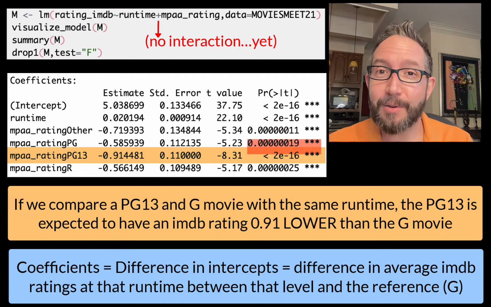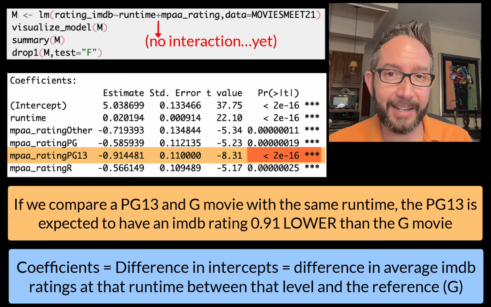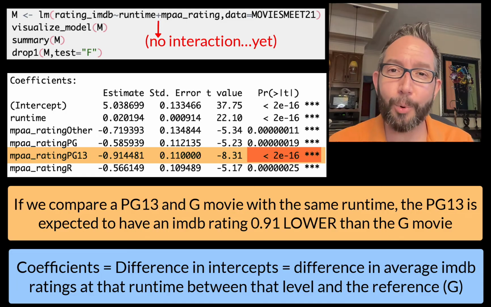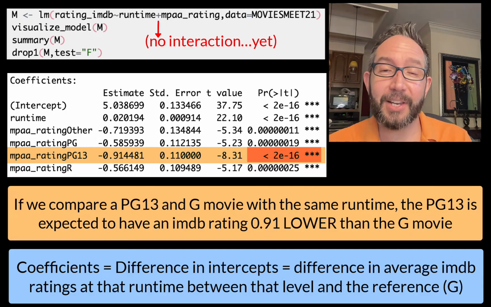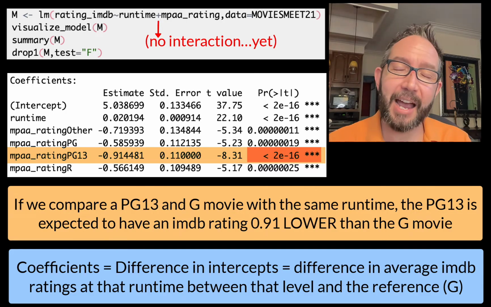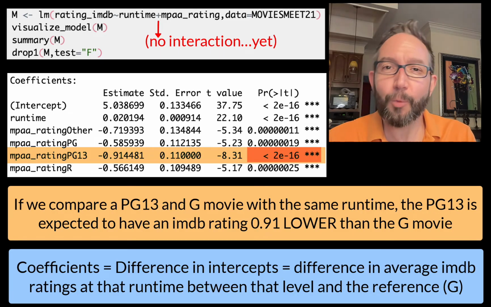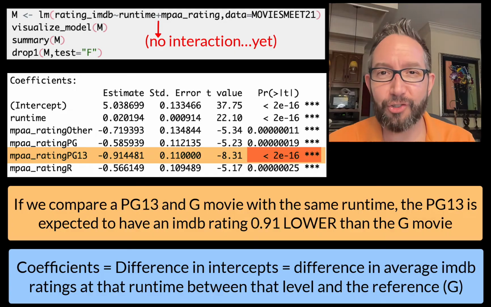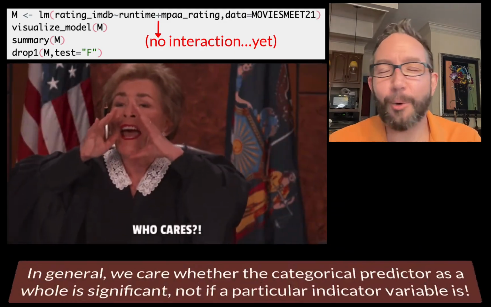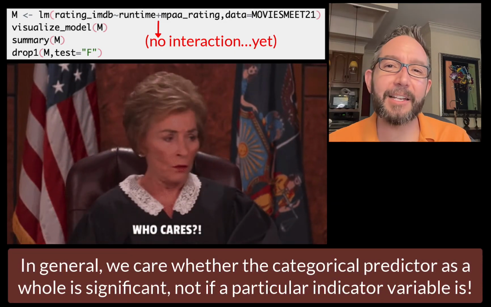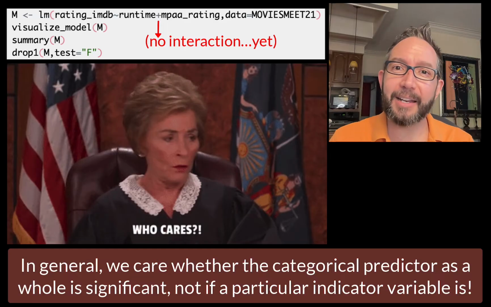Looking at the p-value of that indicator variable, we do see that it is statistically significant. It's less than 0.05. So we can say that there's a statistically significant difference in the average IMDb ratings when we compare movies of the same runtime, and one is PG-13 and one is G. Now, is that a very interesting question? Well, not really. We'd like to test for the significance of MPAA rating as a whole.